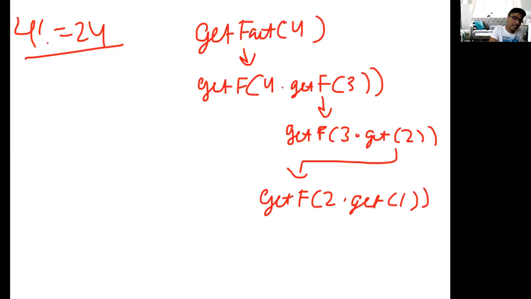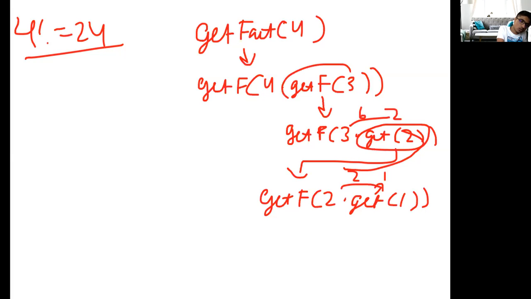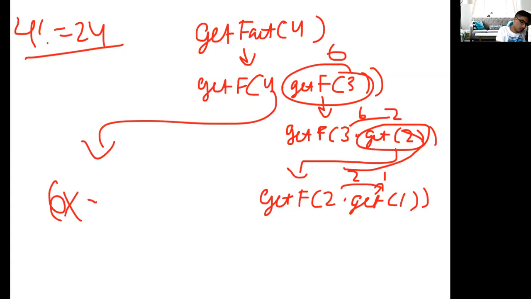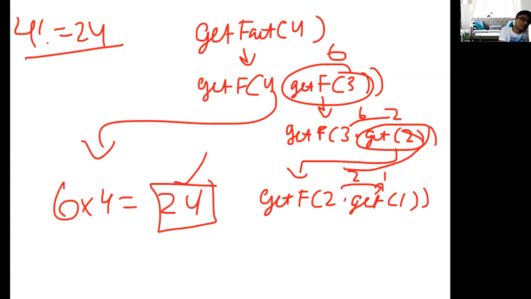And finally, we have gotten a base case. We know that 1 results in the number 1. 2 times 1 is 2, so this whole thing equals 2. 2 times 3 is 6, so this whole thing equals 6. And then 6 times 4 does equal 24. And we got that solution recursively. That's pretty cool.